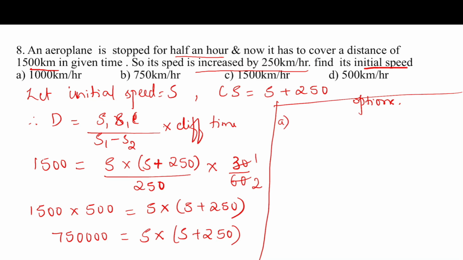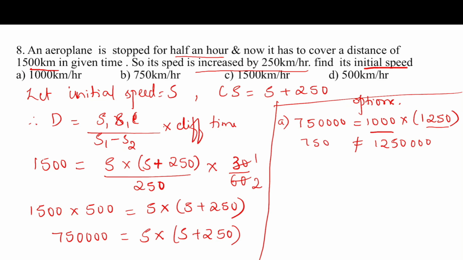So the first option was 1000 kilometer. So we'll see with 1000. So it is 75,000. So it is 1000 into 1000 plus 250, which will be 1250. Now if you multiply 1250 into 1000, it is 1250 with 3 zeros, which is not equal to 7,50,000. So option 1 is not fine.